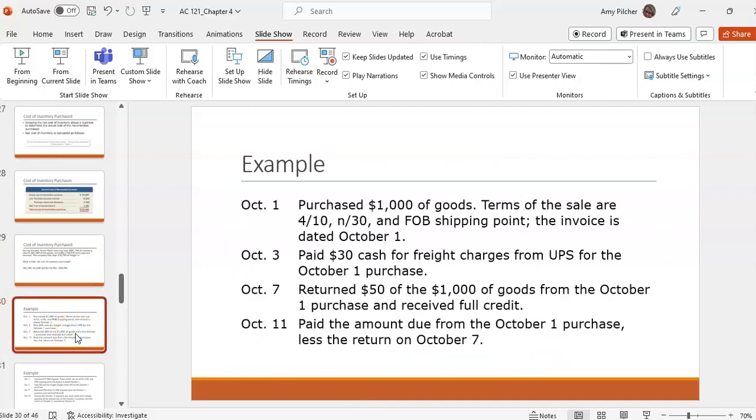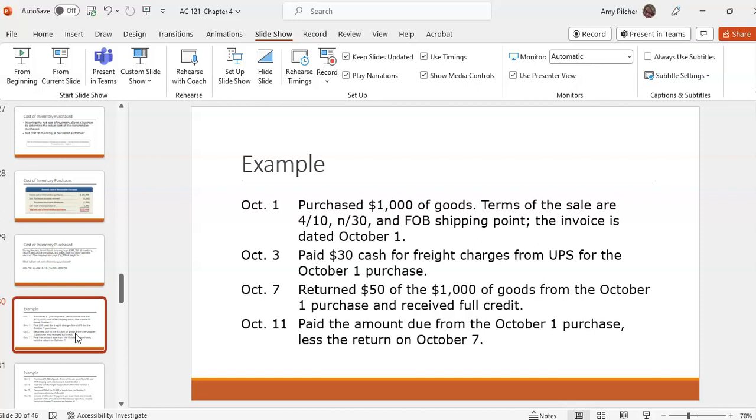Okay, so we have an example here. We purchased $1,000 of goods. The terms of sale are 4/10, n/30, FOB shipping point. The invoice is dated October 1st. So looking at this, on October 1st, we are going to have a debit to merchandise inventory of $1,000 and a credit to accounts payable of $1,000.